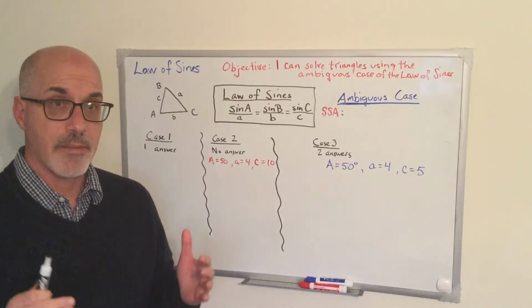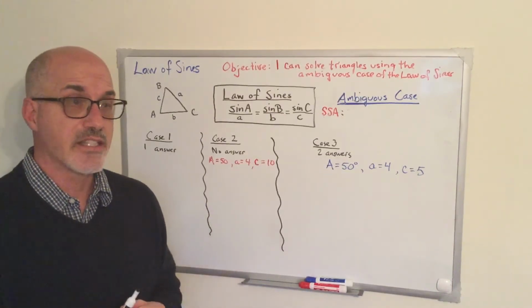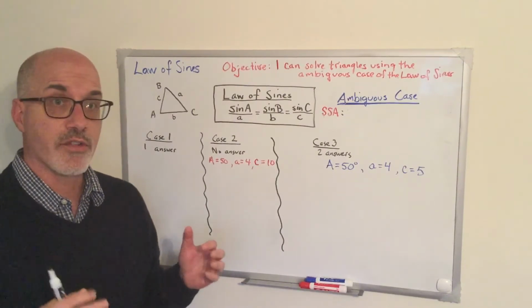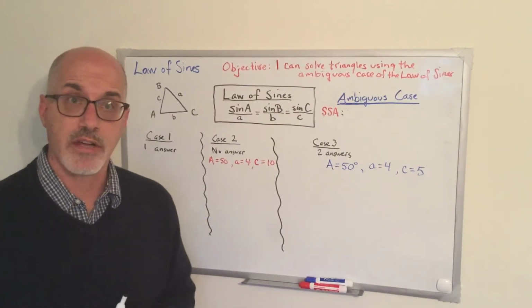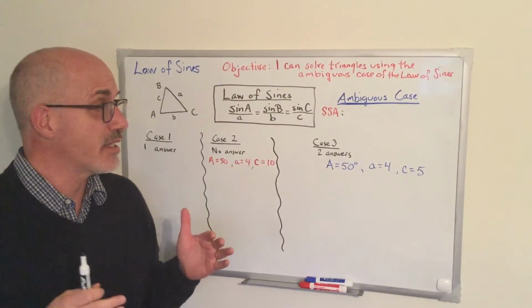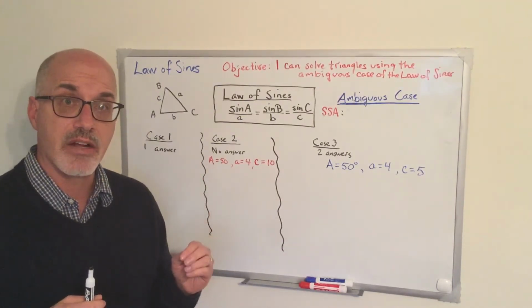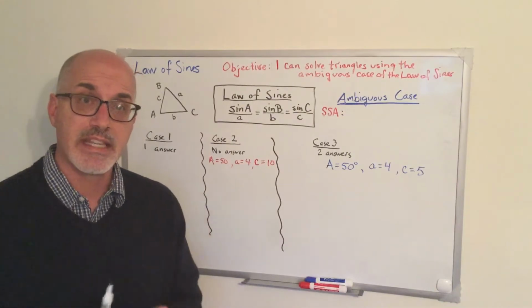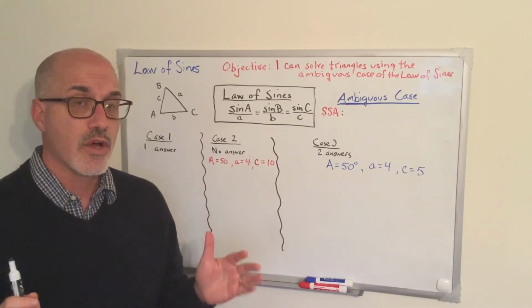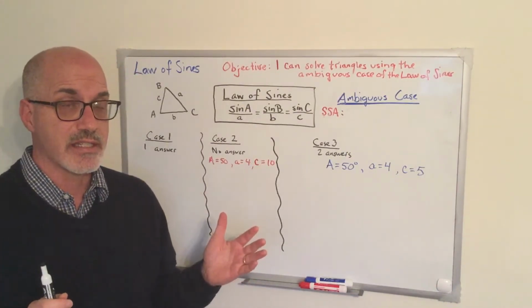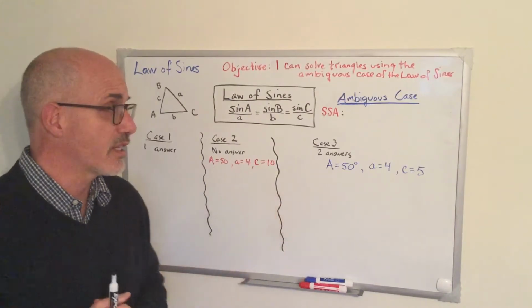So the next step after we've done the law of sines is we have to explore a thing called the ambiguous case of the law of sines. What happens is if you're given two sides and a non-included angle, there's a possibility that no solution exists, or two solutions exist, as well as the one solution exists.